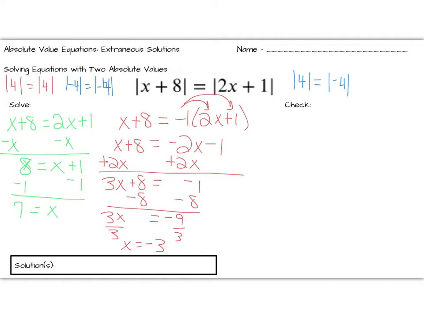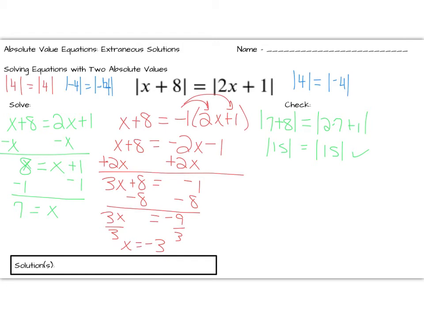If I plug in 7 for x, I get 7 plus 8. Does that equal the absolute value of 2 times 7 plus 1? So this would be the absolute value of 15 equals the absolute value of 2 times 7 is 14, 14 plus 1 is 15. Does the absolute value of 15 equal the absolute value of 15? Yes, so that one works.